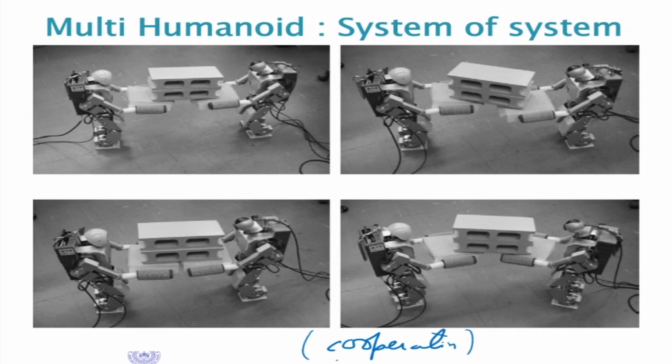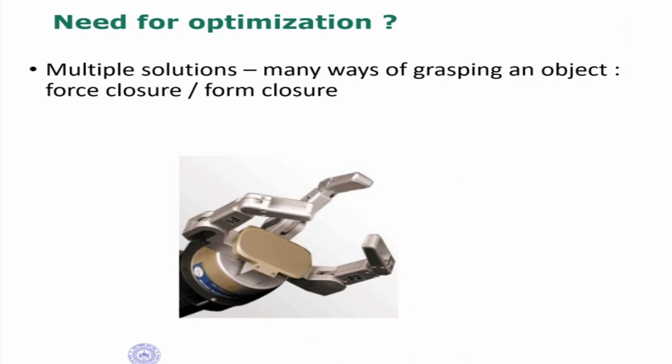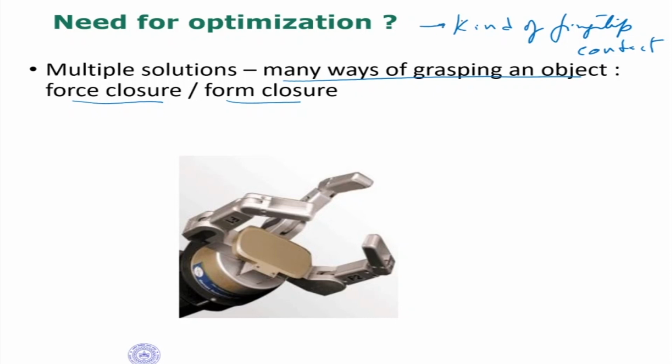Now, multi-fingered hands. There are many ways of grasping an object. This is something we have studied: there is the concept of force closure and the concept of form closure. Then it depends on the kind of contact. The kind of fingertip contact that is taking place will also determine the kind of closure that is happening.